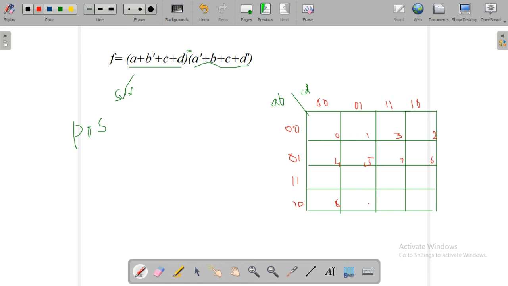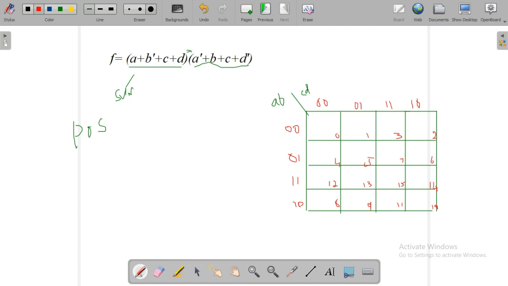8, 9, 10, 11. This is the last row. In the third row, 12, 13, 14, 15. Okay. This is the way we will write the subscripts.